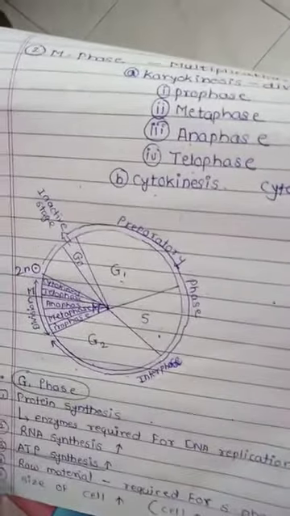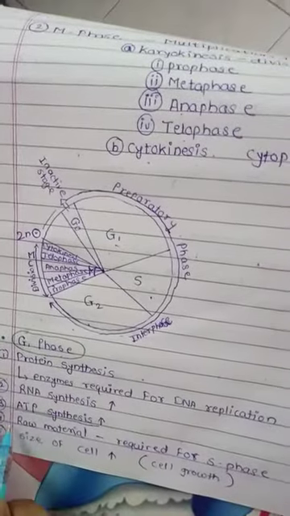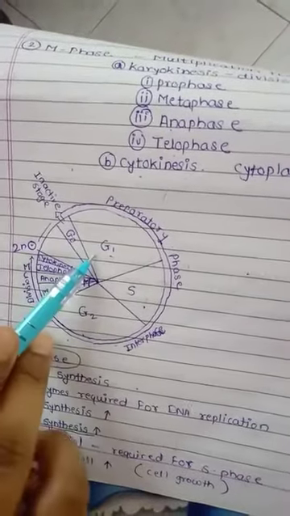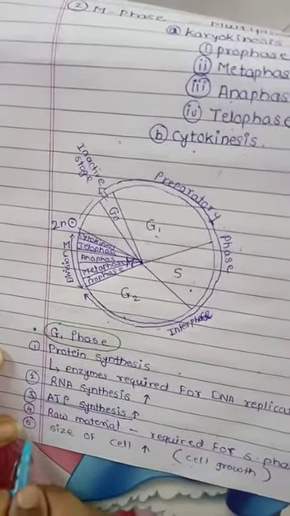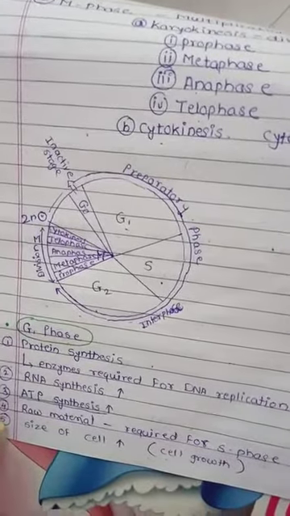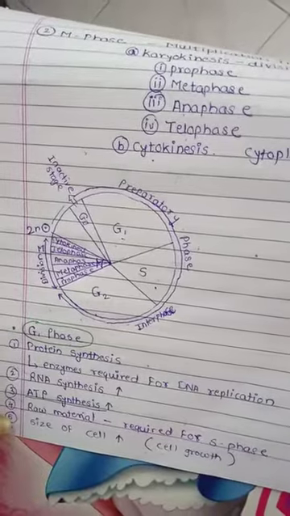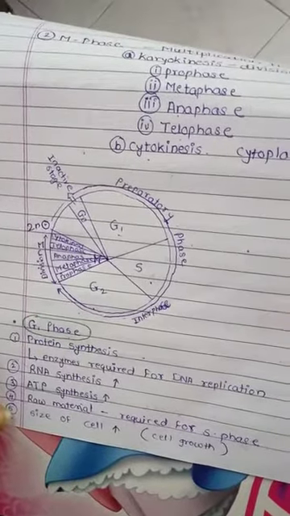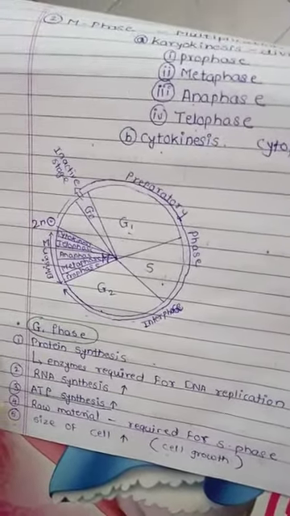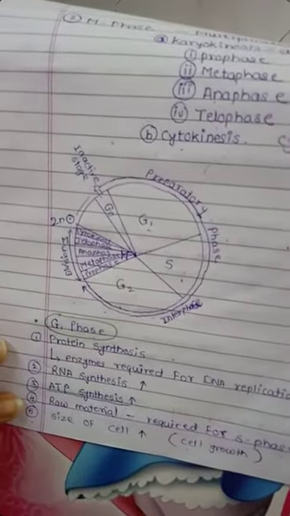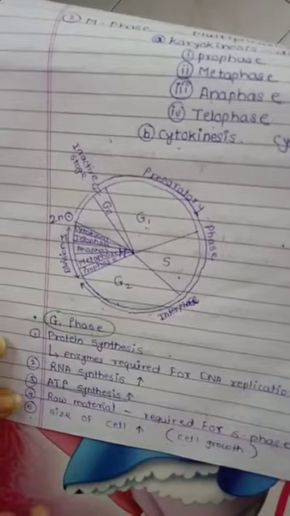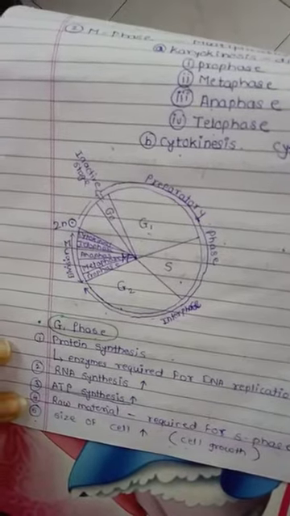Then the raw materials required for S phase are also prepared in G1 phase. Then the fifth point is the size of the cell. Protein synthesis is increased, RNA synthesis increases, ATP synthesis increases, and the raw materials are prepared in this cell. As well as that, cell growth also takes place in gap 1 phase.